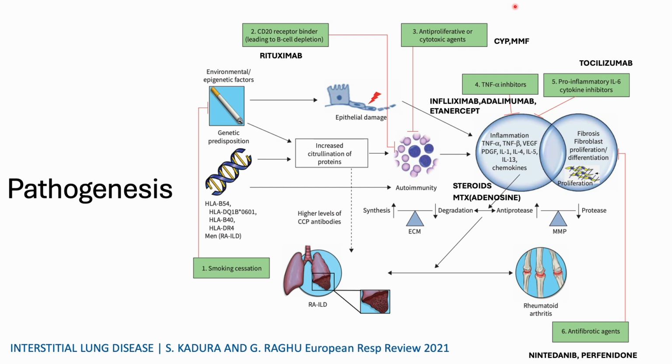So what are the therapeutic targets when we talk about the lung? It would include smoking cessation. It would include drugs that bind to the CD20 receptor and cause B cell depletion, for example, rituximab. It would include antiproliferative or cytotoxic agents like cyclophosphamide and MMF. It would include TNF alpha inhibitors like adalimumab, etanercept, and infliximab. It could include pro-inflammatory IL-6 inhibitors like tocilizumab, and should include antifibrotics like nintedanib and pirfenidone.